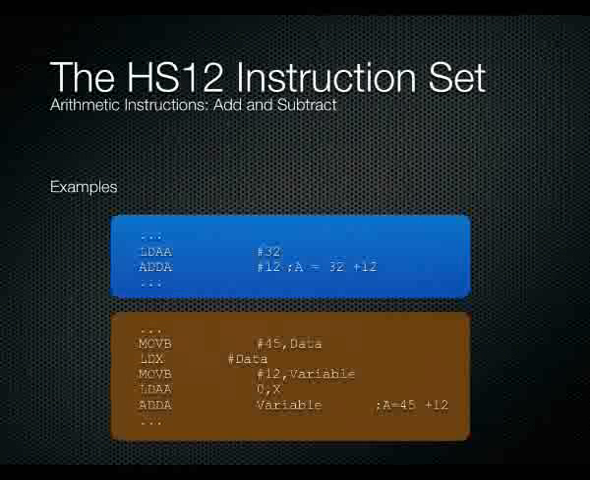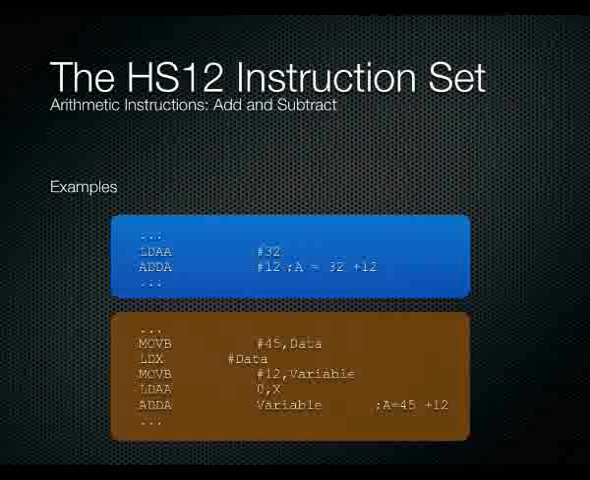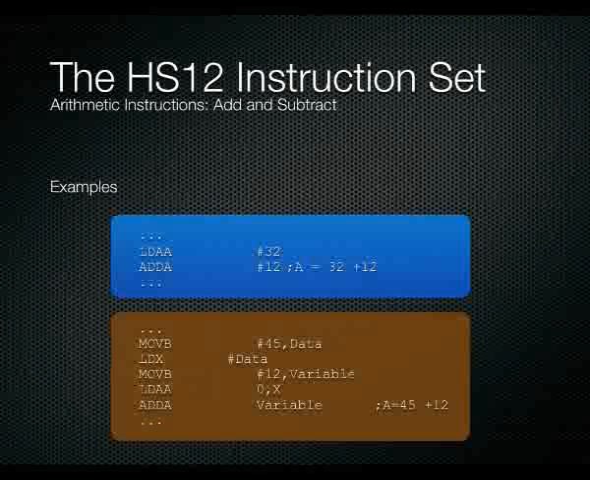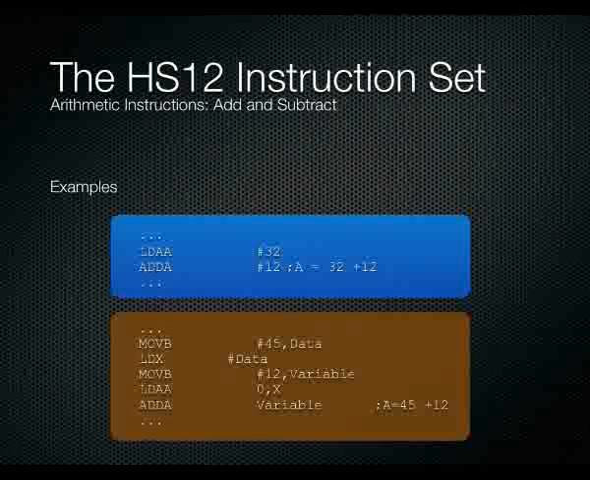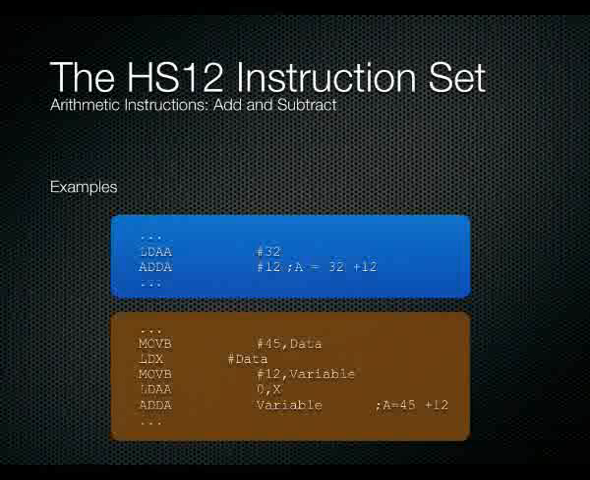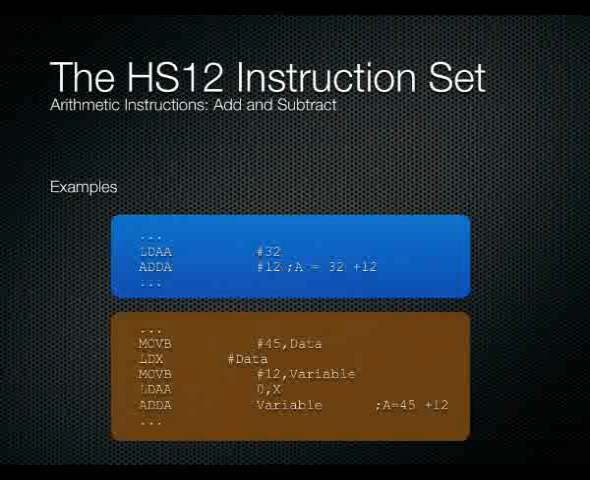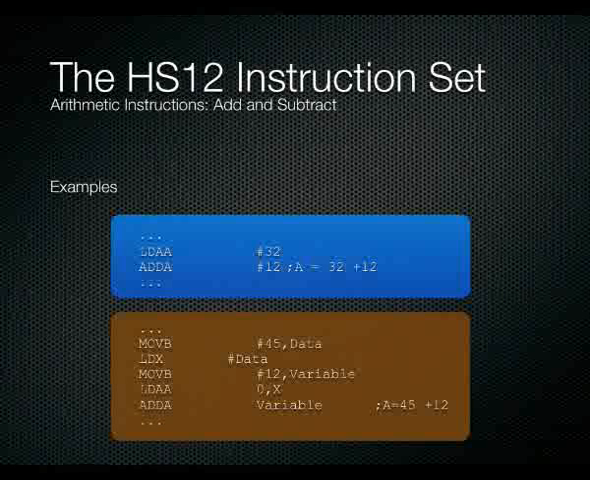In the brown example, I've given a slightly more roundabout way of using the same instruction. First, I've stored the value of 45 into a variable called data, using a move B. I've then loaded the index register X with the location of data. So I haven't loaded X with data, but with the memory location where the variable data lives. I've then stored the value of 12 into a variable called variable.